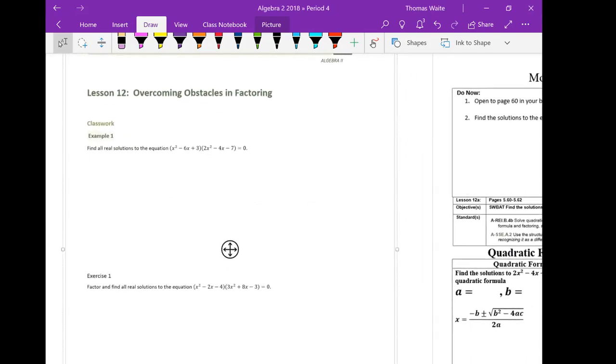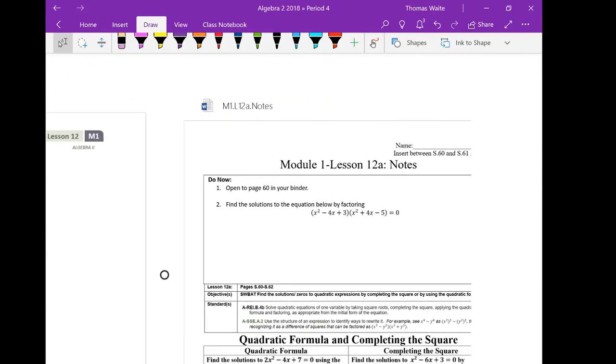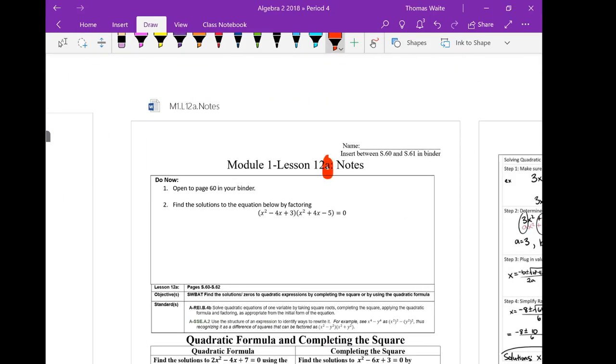Hey Algebra 2 students, this is lesson 12a, and this is the first half of this lesson. In this, we're going to cover two things.